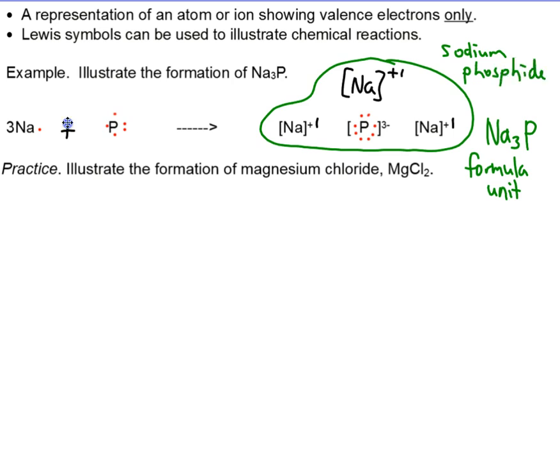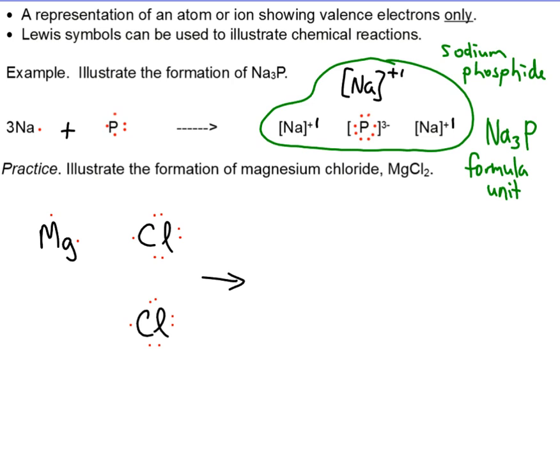All right, the next example is to practice doing the same thing for magnesium chloride. Illustrate the formation of this ionic compound. Again, pause the video, work it out, and compare your answer. All right, initially I just set up 1 atom for the magnesium and 2 for the chlorine.